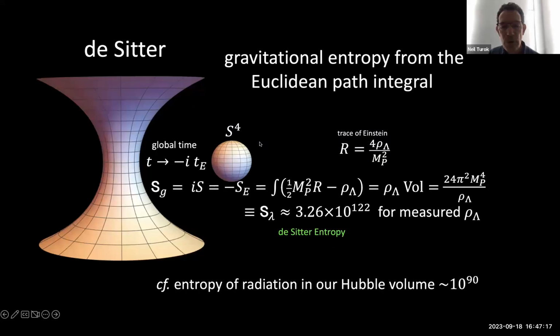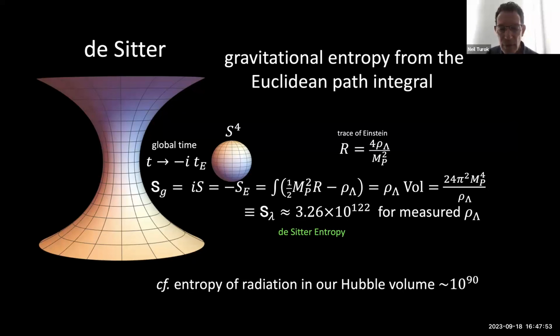And so now all you do is calculate the exponent in the path integral, iS, which is minus the Euclidean action. You calculate the Euclidean Einstein-lambda action, and you find this standard result that the Euclidean action is negative and goes like 1 over rho lambda. And this exponent is then interpreted as the de Sitter entropy, which is about 3 times 10 to the 122 for the observed value of lambda.